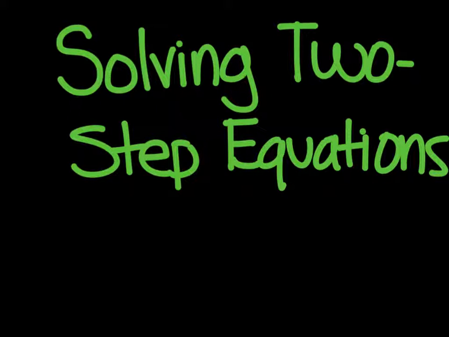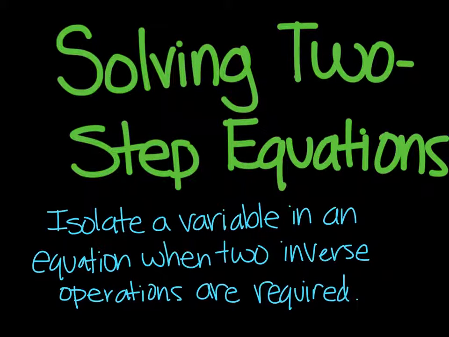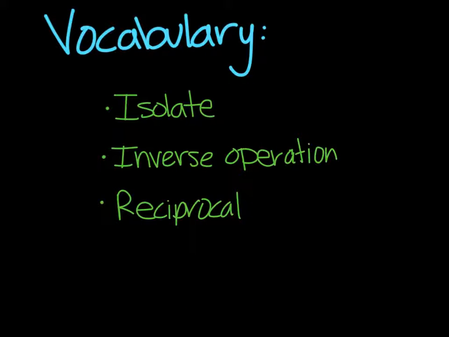Solving two-step equations. In this video, we will cover how to isolate a variable in an equation when two inverse operations are required. I will do 3 levels of examples, and I'll go over one common error. It would be a good idea for you to write down these examples as I go. I will use 3 vocabulary terms that are important to understand.